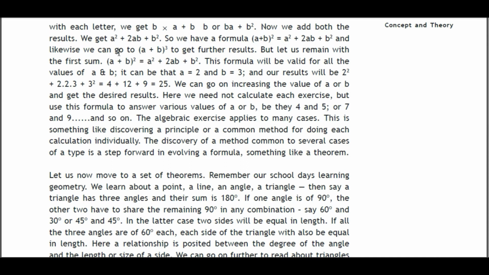And likewise we can go to a plus b whole cube to get further results, but let us remain with the first sum. A plus b whole square is equal to a square plus 2ab plus b square. This formula will be valid for all the values of a and b. It can be that a is equal to 2 and b is equal to 3, and our result will be 2 square plus 2 into 2 into 3 plus 3 square, which is 4 plus 12 plus 9, equal to 25.